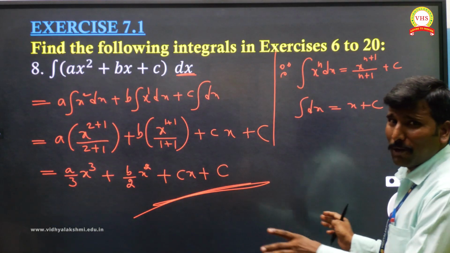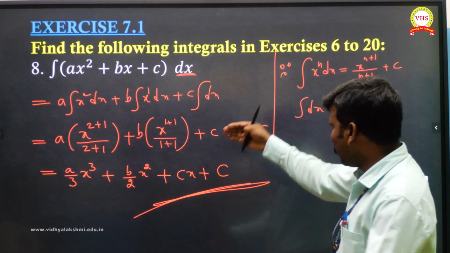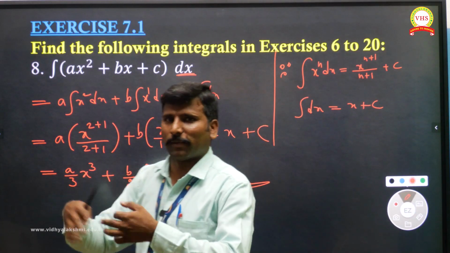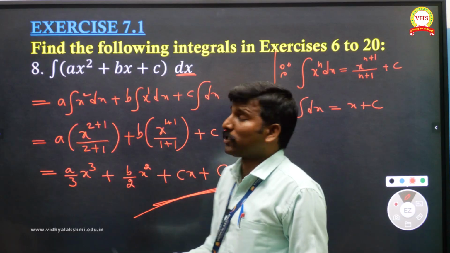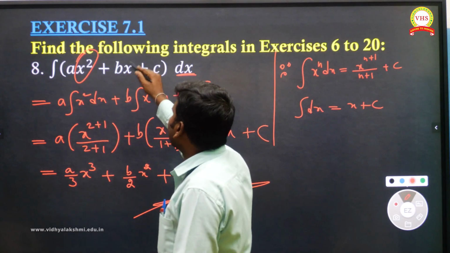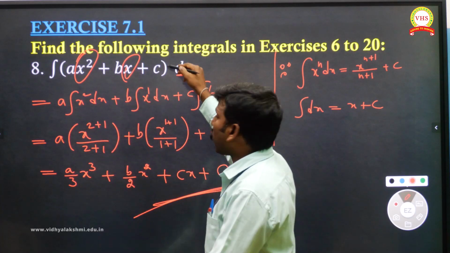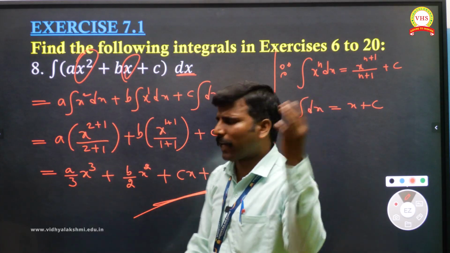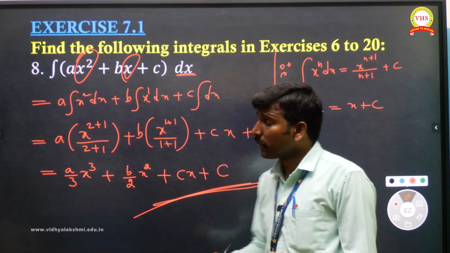See, these things they will be asking only in the MCQs. I'm giving many steps, but after going through the third or fourth exercise, you come to know that it will be very easy. X square integral what? X power 3 by 3. X integral what? X square by 2. C constant integral what? Cx will come. That's it. Like that you will be completing in future. Okay, right.